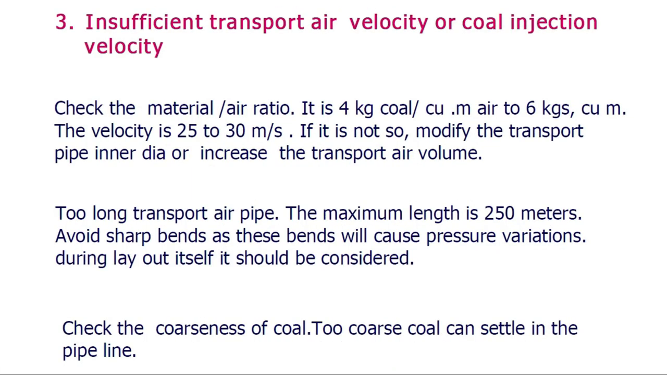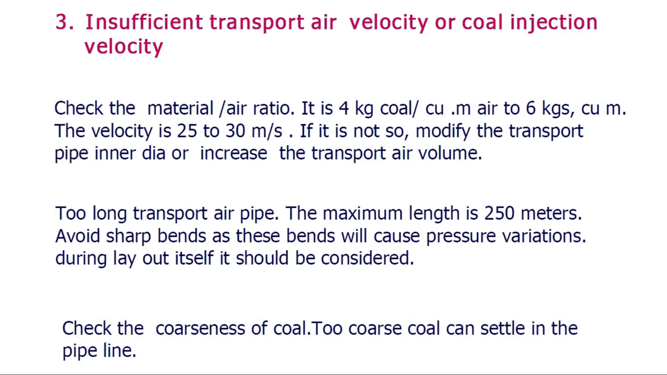Insufficient transport air velocity or coal injection velocity. Check the material and air ratio. It is 4 kg coal per cubic meter of air to 6 kg. The velocity is 25 to 30 meters per second. If it is not so, modify the transport pipe inner diameter or increase the transport air volume.